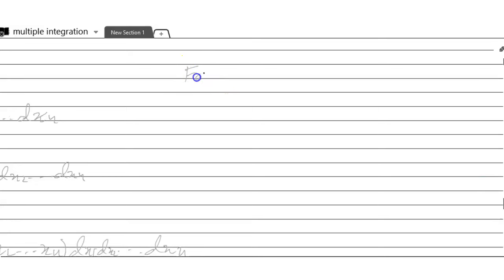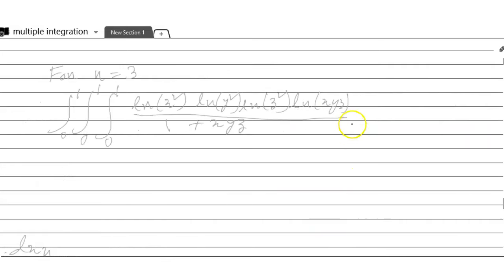So for n equals 3, we get integral 0 to 1, 0 to 1 and 0 to 1 of ln x square, ln y square, ln z square, ln into ln xyz, divided by 1 plus xyz, dx dy dz, equals 48 eta 7.